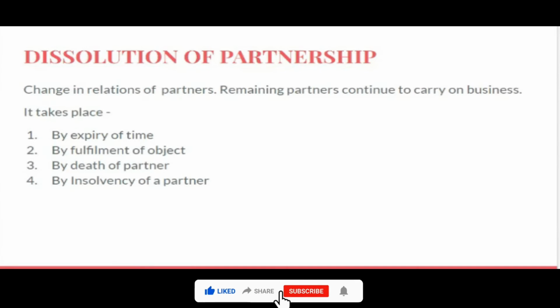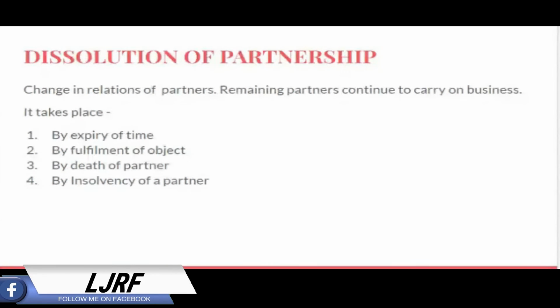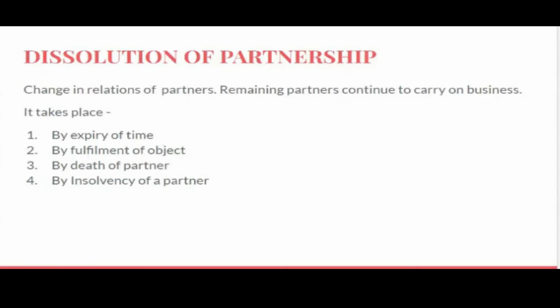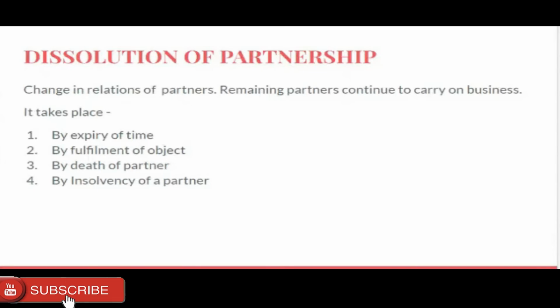The remaining partners continue to carry on business in case any partner retires, or dies, or if any illness happens to him. In such cases, the dissolution of the partnership will take place, and the outgoing partner will get his share in profits and his capital contribution, and the other partners will continue to carry on the business.